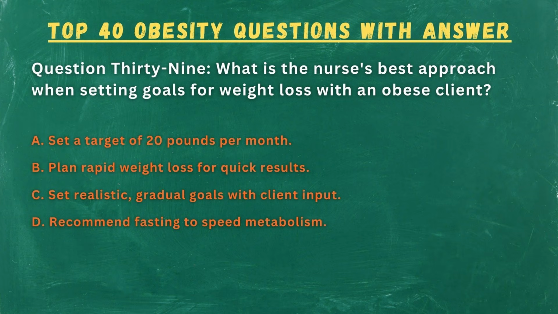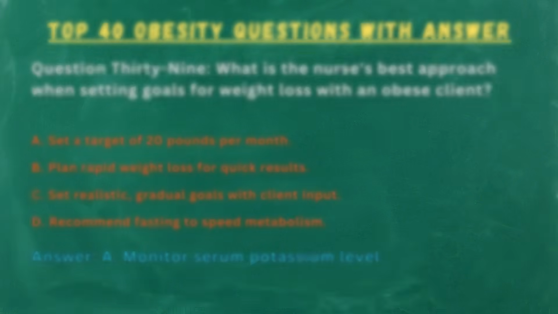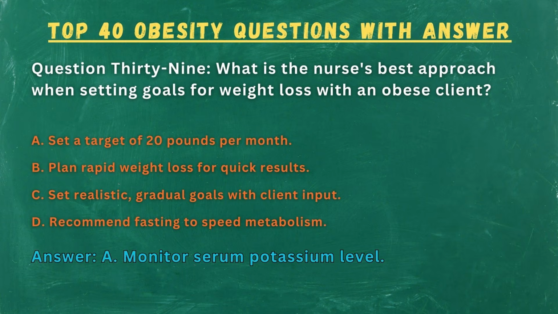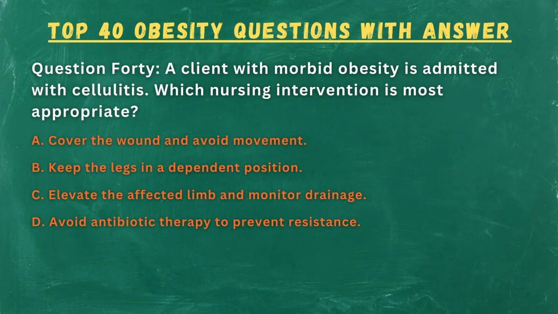A. Set a target of 20 pounds per month. B. Plan rapid weight loss for quick results. C. Set realistic, gradual goals with client input. D. Recommend fasting to speed metabolism. Answer. C. Set realistic, gradual goals with client input. Question 40. A client with morbid obesity is admitted with cellulitis. Which nursing intervention is most appropriate?